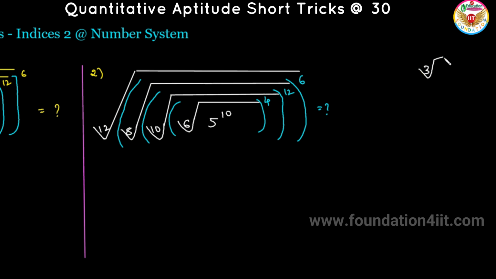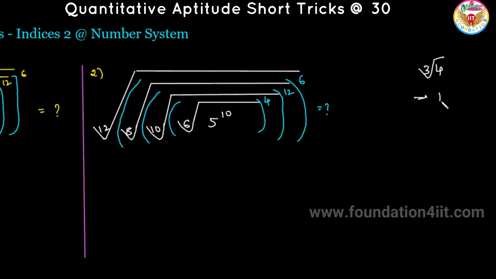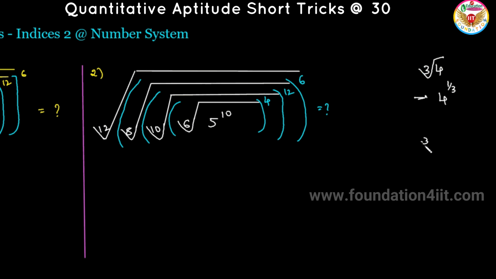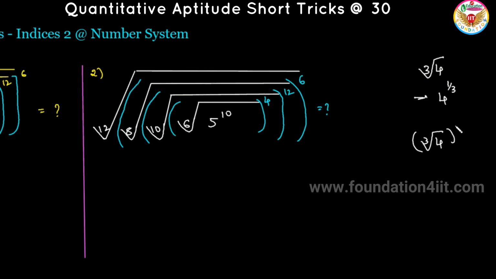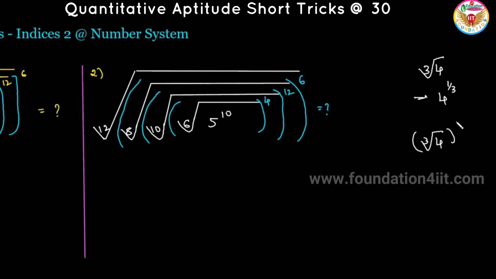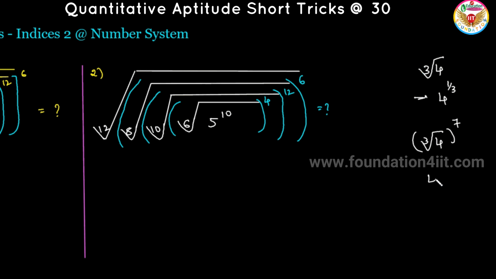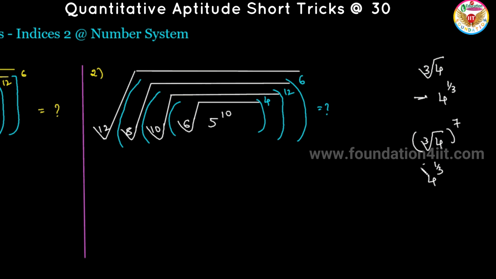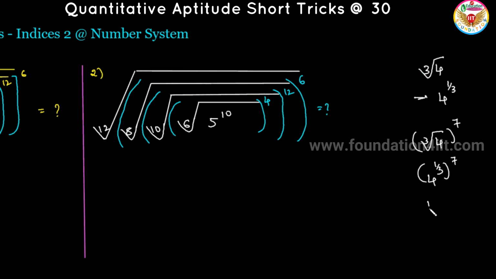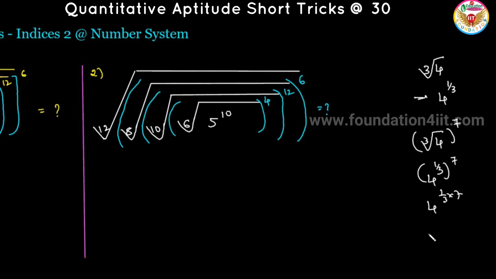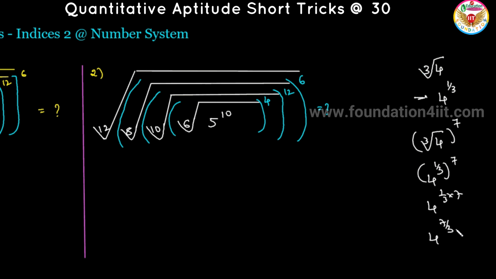If it is the cube root of 4, that is nothing but 4 to the power 1 by 3. So the cube root of 4, all to the power 7, you can write as cube root of 4 is 4 to the power 1 by 3, again to the power 7 is there. That means 4 to the power 1 by 3 into 7. So 1 by 3 multiplied by 7, so 4 to the power 7 divided by 3.